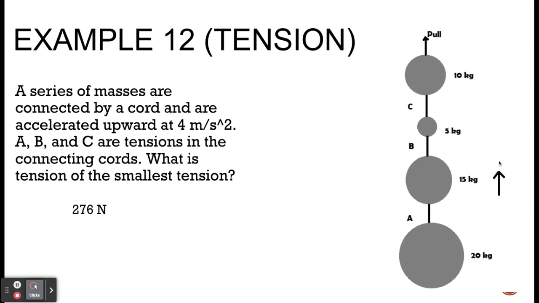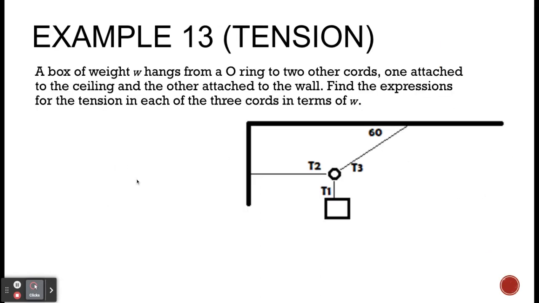Next one, number 13. A box of weight W hangs on an O-ring and 2 other cords, one attached to the ceiling, the other one attached to the wall. Find the expressions for the tension in each of the 3 cords in terms of the weight W. So on the AP exam, they'll tell you in terms of which variables they want you to solve the equation for, or the expression for, if they do not give you numbers. So this one is not going to be in terms of numbers. It's going to be in terms of variables, and they want one of the variables to be W.